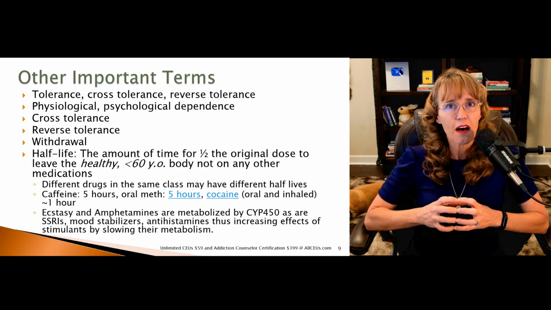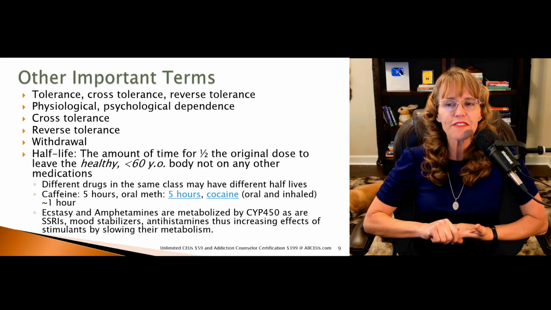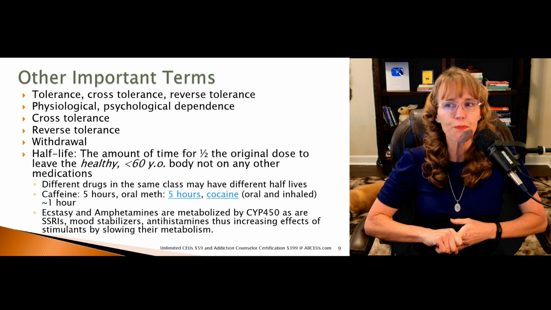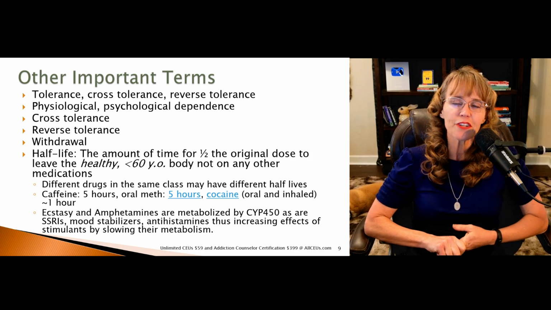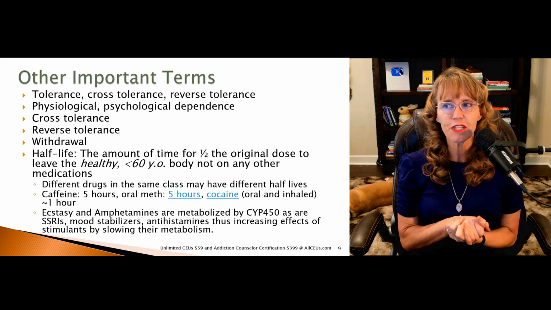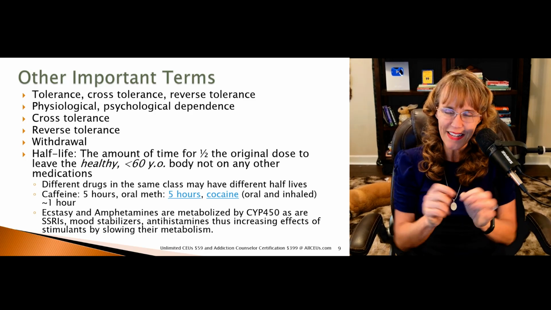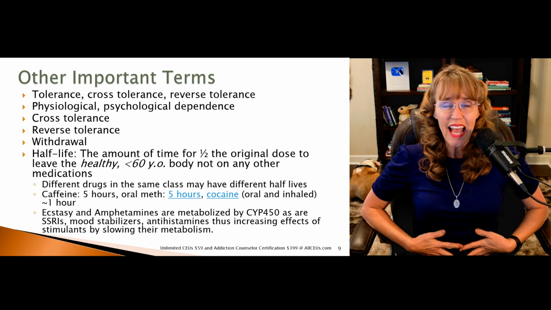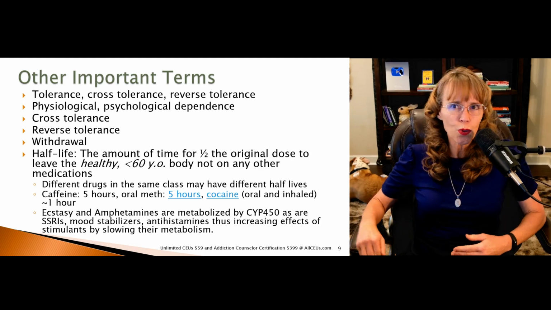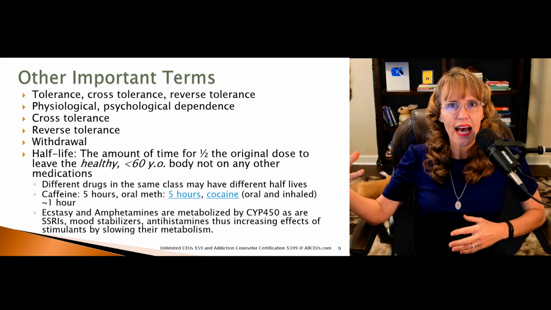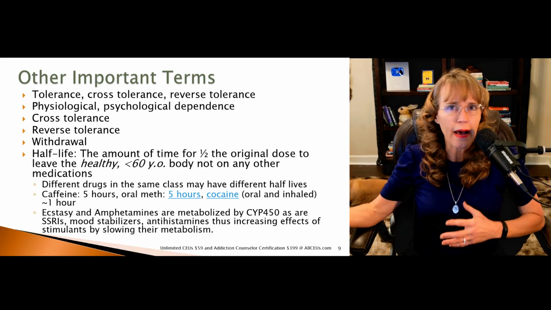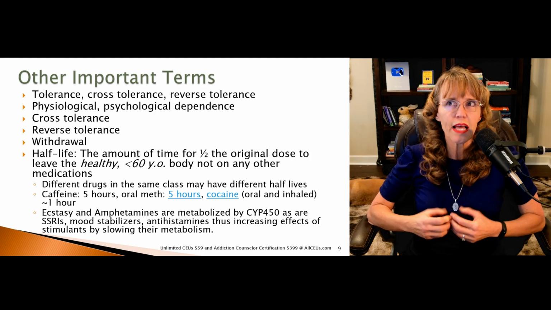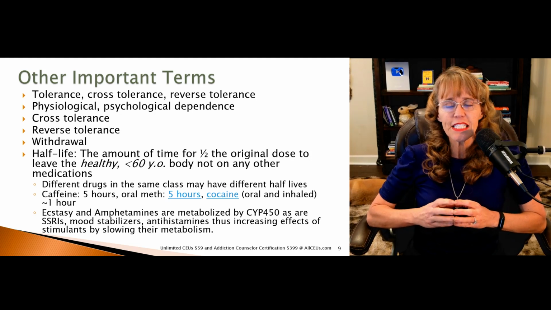The half-life of stimulants varies depending on the drug. The half-life is the amount of time it takes for half of the original dose to leave the healthy, under 60-year-old body, not on any other medications. Now, generally, people just say the first part, time for half of the original dose to leave the body. That's true. But when we look at typical half-lives, they're based on someone whose liver is healthy and can effectively clear that. Once we get older, and if you've lived a healthy life, generally that's 60 years and above, your liver starts slowing down. It starts having more difficulty clearing some of these substances from the body. So if you're working with an older adult, it's important to recognize that.